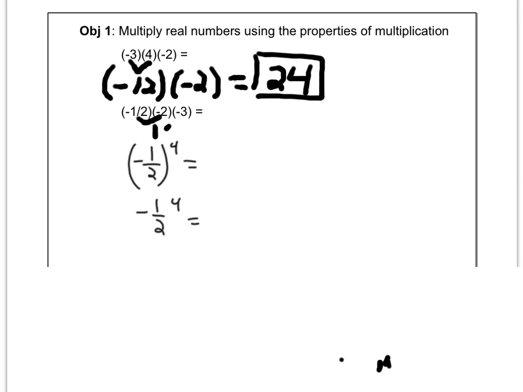Then I'm going to multiply that by negative 3. And my answer is negative 3.